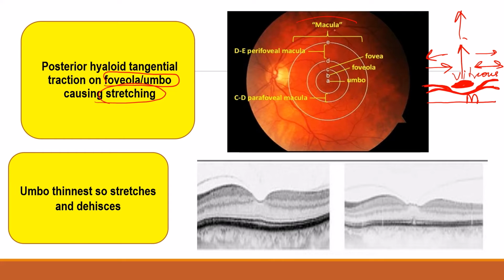So as you know, this is the macula. Then we have various parts of the macula. We have the fovea, inside that we have the foveola, and then we have the topmost part, which is called the umbo, which is corresponding to the foveal pit, right? So the umbo is the thinnest part. So whenever the tangential traction or anterior posterior traction occurs, it is the umbo which will give way.